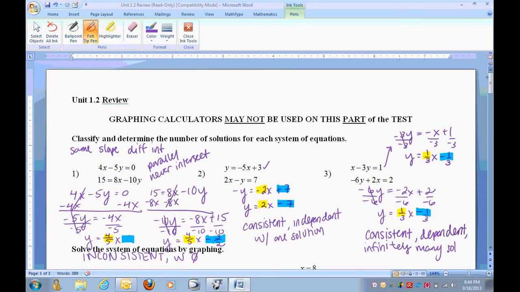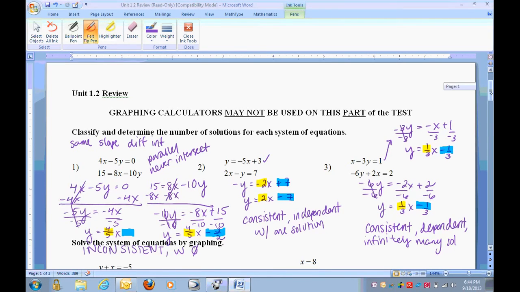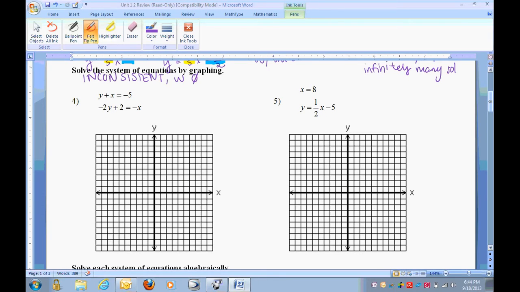All right, so now let's move on to the next type of problem that will be seen on your test, which is graphing the equations. So once again, I like to get this in slope-intercept form, but if you choose to graph by your intercepts, that's fine also. So I'm going to change this to be y equals negative x minus 5. And I'm going to change this one. I need to move the positive 2 over, so it's negative 2y equals negative x minus 2. And then I can divide both sides by negative 2, so I get y equals 1/2 x plus 1.